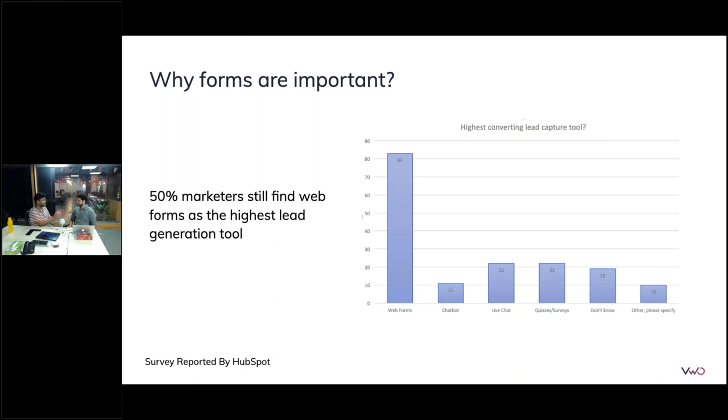And that's why forms could be in any form, as you said, chatbots and anything. And it's great that you mentioned the experience, because we have worked very closely, the product and the marketing team, in terms of optimizing our own free trial forms.